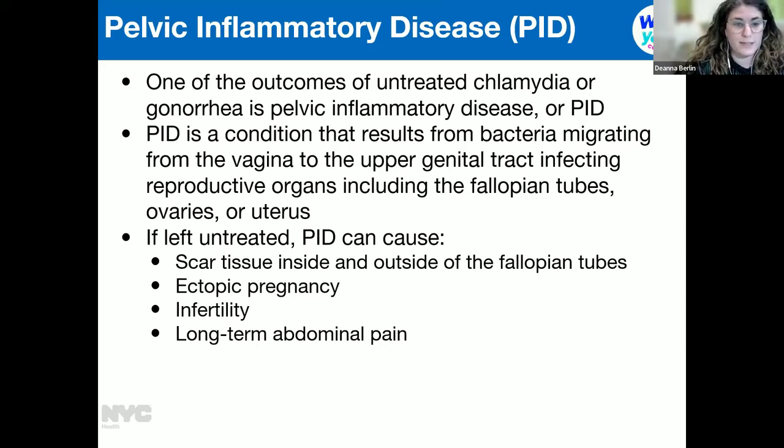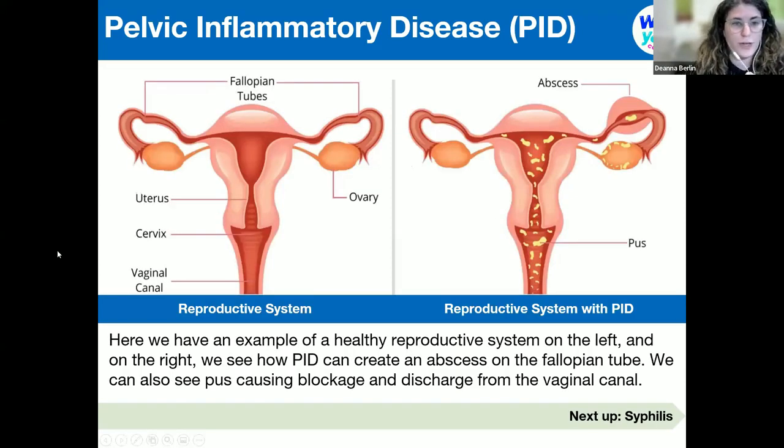And obviously we want to prevent these if possible, because these can be long-term and oftentimes fatal. Ectopic pregnancy can be a fatal outcome. So we want to prevent this if we can. So this is treatable, and we can treat the STI as well. Just for reference, you can look at our picture here.